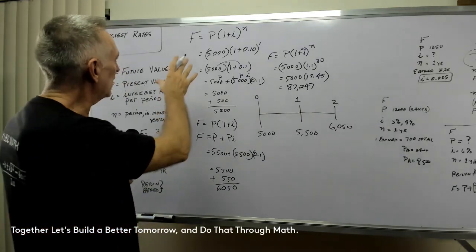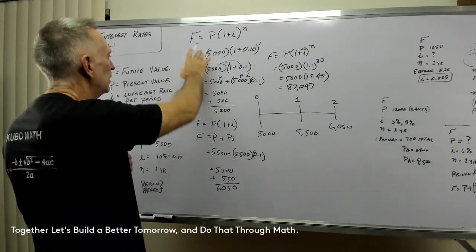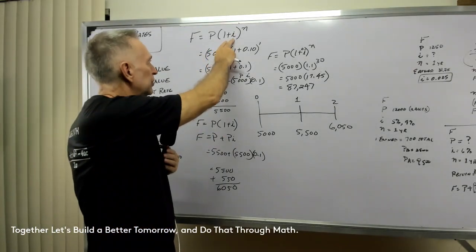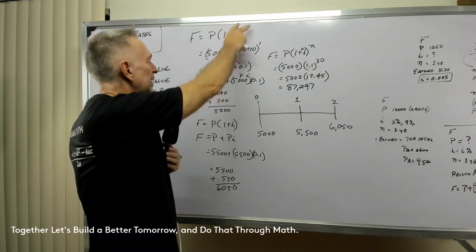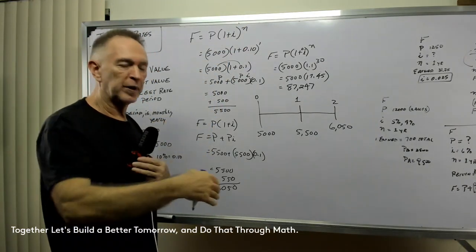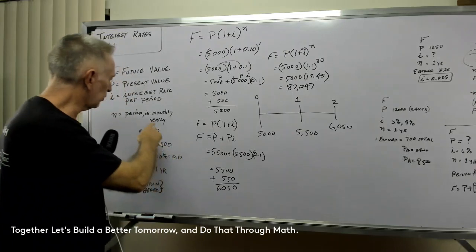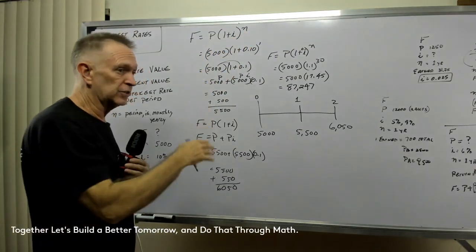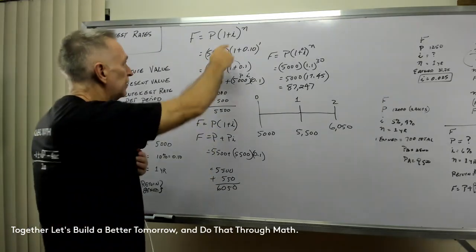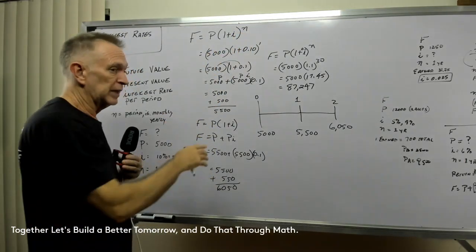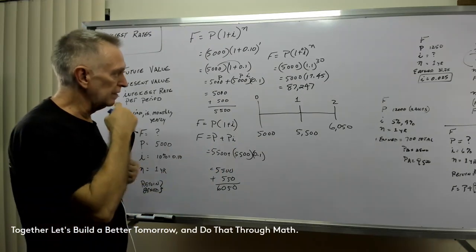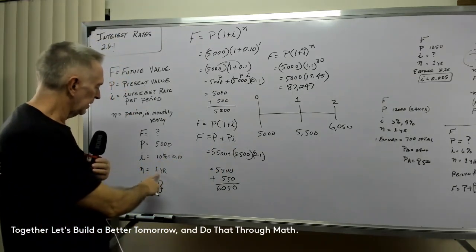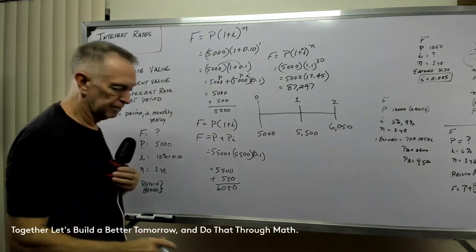All right, so that's how you would use future value equals present value times (1 plus i), your interest rate, raised to the nth power, the number of periods. And periods, by the way, could be months. But if it is months, then the interest rate needs to be per month. If this is years, the interest rate needs to be per year. And you'll notice here our interest per year was 10% and n was 1 year.